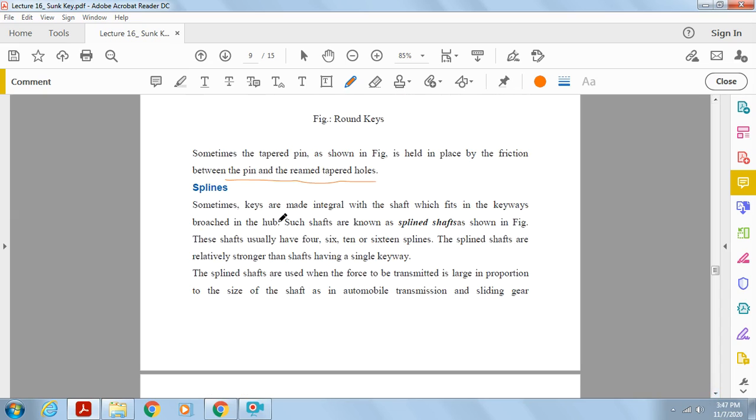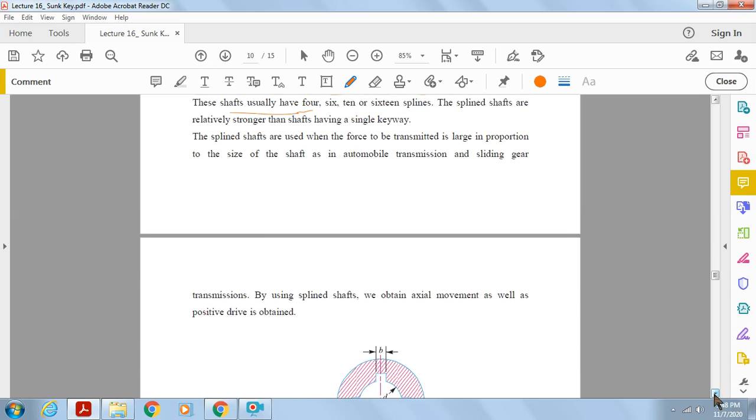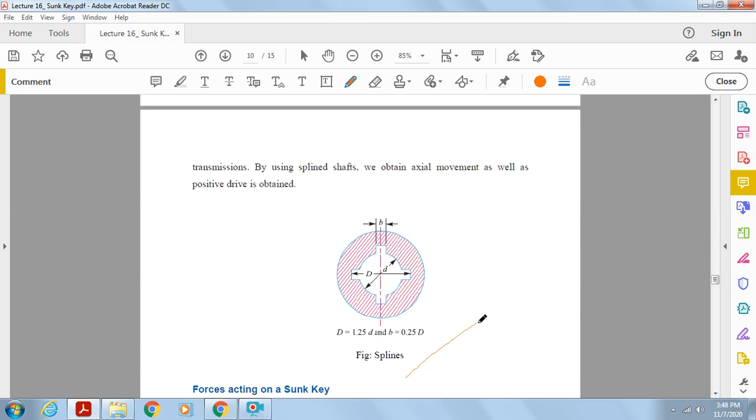Spline. Sometimes keys are made integral with the shaft, which fit in the keyways broached in the hub. Such shafts are known as spline shafts as shown in figure. These shafts usually have 4, 6, 10 or 16 splines. This one is the spline shaft. This is the integral part of the shaft.